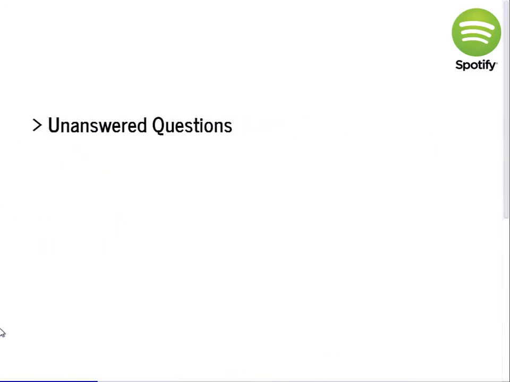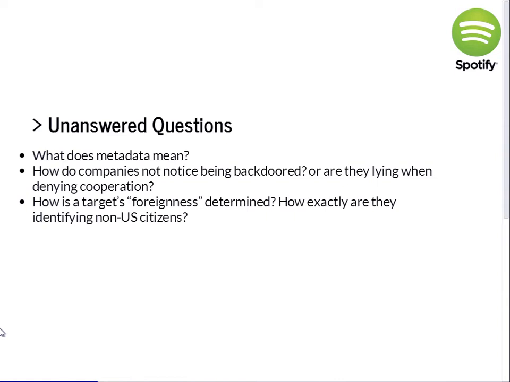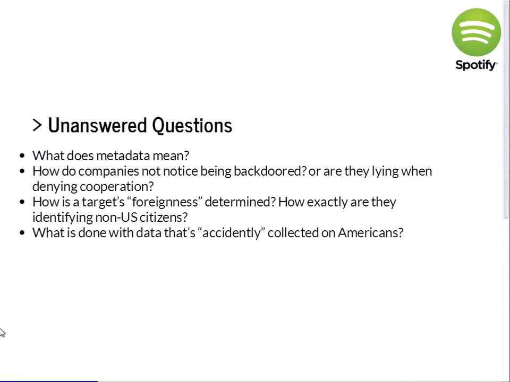All right, and so that leaves us with some unanswered questions. All of this is public knowledge. All of this was revealed in newspapers, and the EFF does a really good job chaining everything together. But now, where does that leave us? So what does metadata actually mean? And how do companies not notice being backdoored, or are they just lying when denying cooperation? And how is a target's foreignness determined? How exactly are they identifying non-US citizens? And what is done with data that is accidentally collected on Americans?